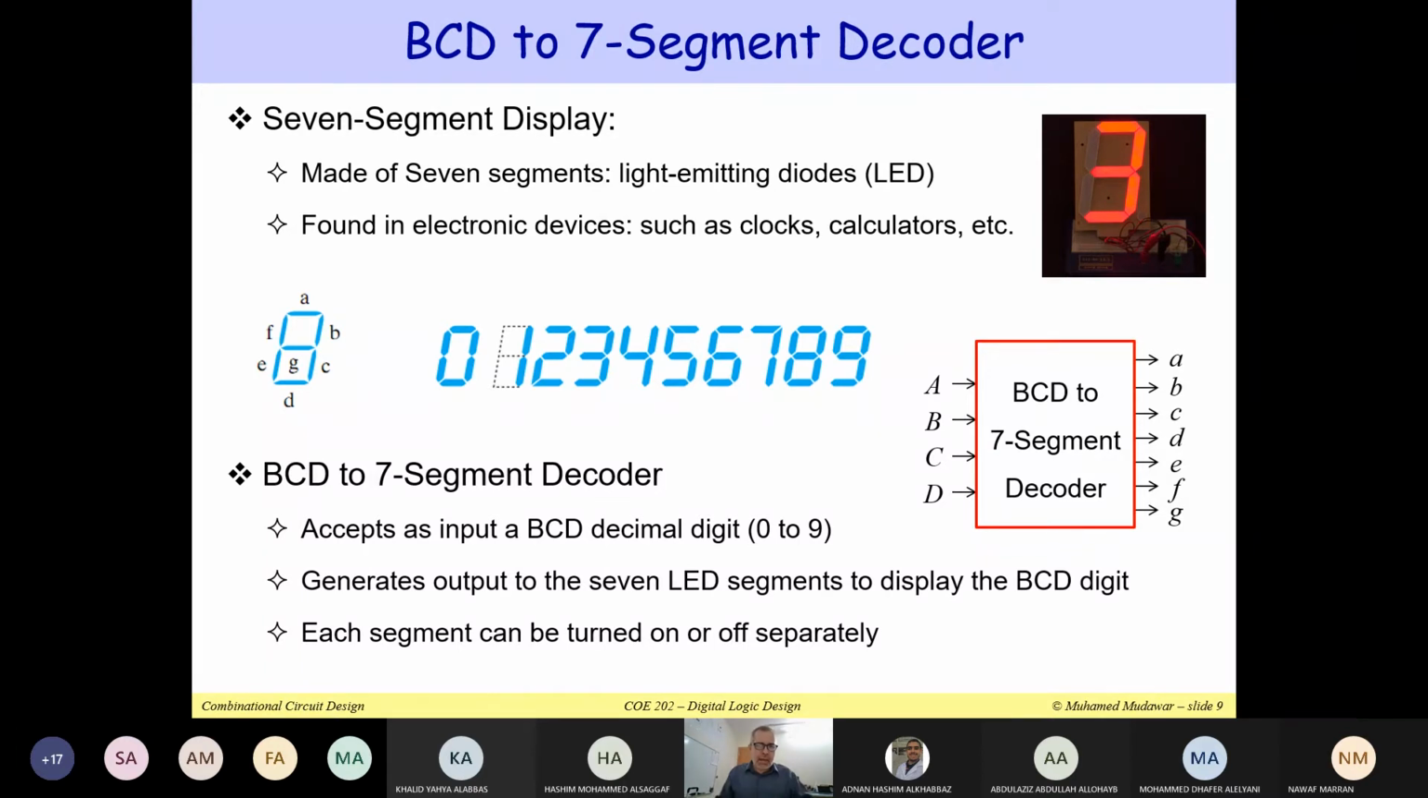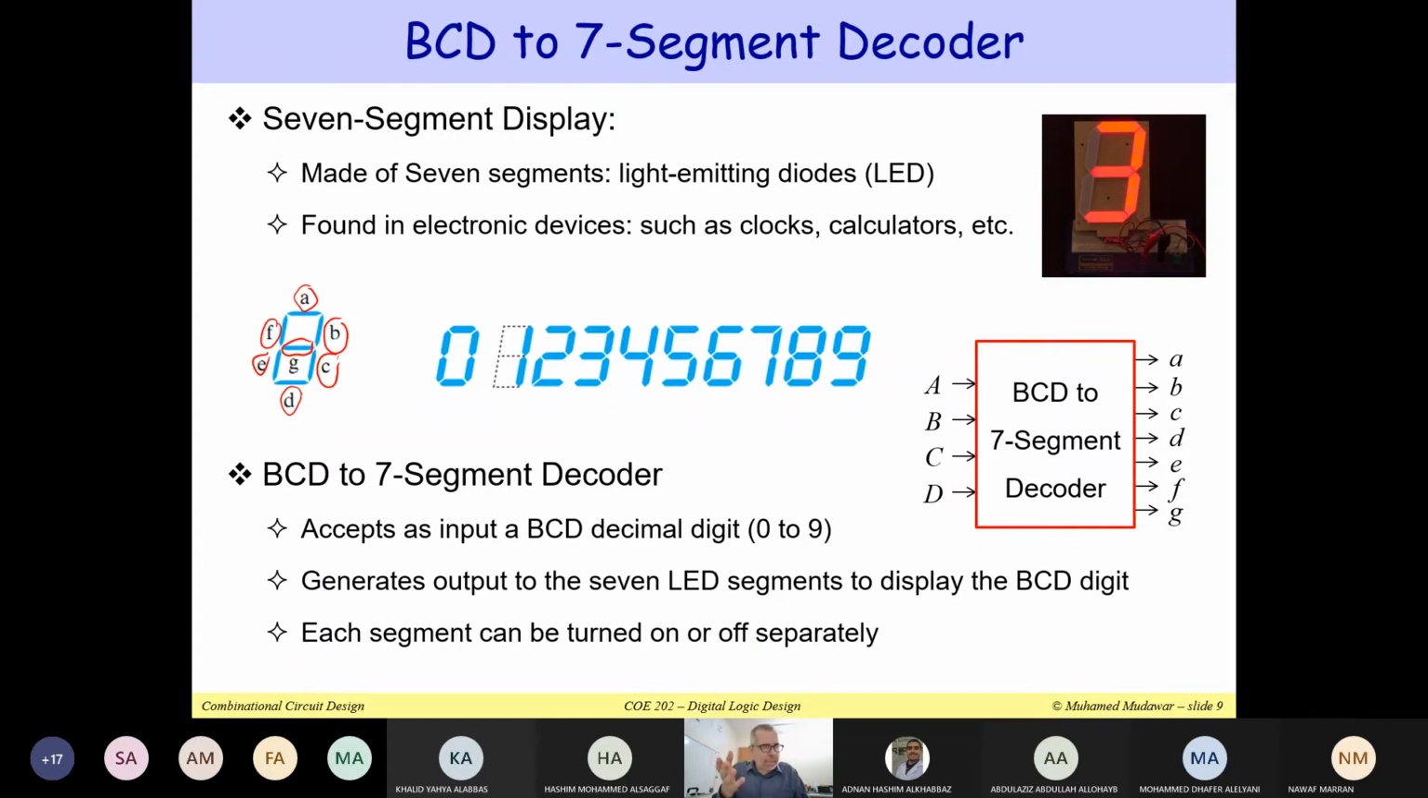So the segments here are named. You can see here lowercase a, that will be the top segment. Then you have b, then you have c, and then d, e, f, and g. So the g is this segment, in the middle. That is the segment g. So these are my 7 segments, and each segment can be turned on and off, and you can display the 10 decimal digits.